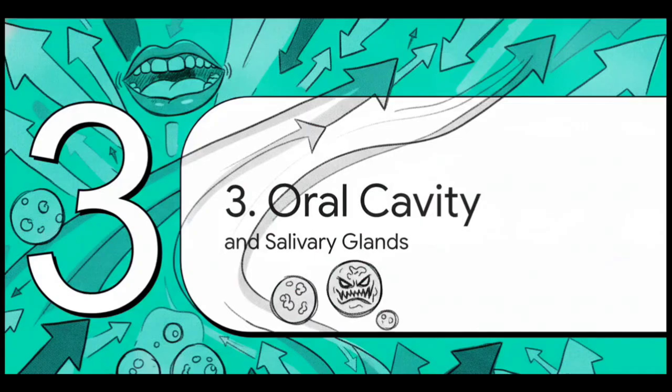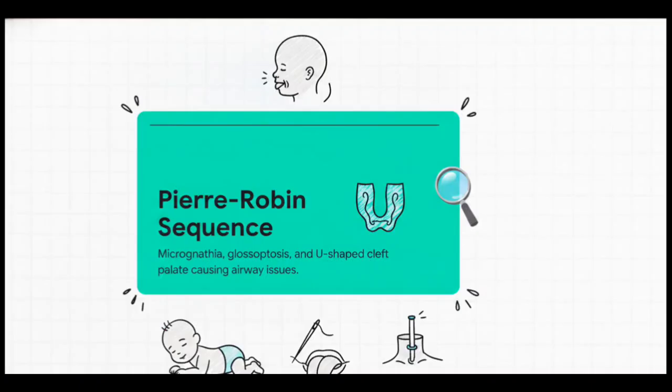Section 3. Oral cavity and salivary glands. Let's talk Pierre Robin sequence. It's defined by a classic triad: micrognathia, glossoptosis, which is basically a tongue that falls back, and a U-shaped cleft palate. Because of this exact anatomic sequence, these infants struggle with severe airway and feeding issues. They're frequently going to need specialized prone positioning, a glossopexy to pull the tongue forward, or even a tracheostomy just to overcome that physical obstruction.